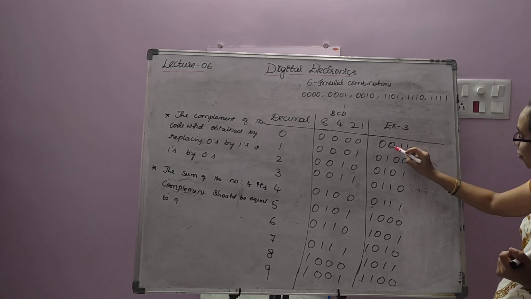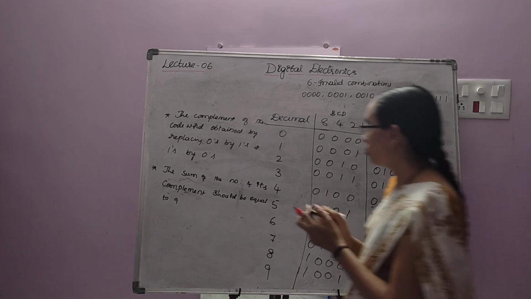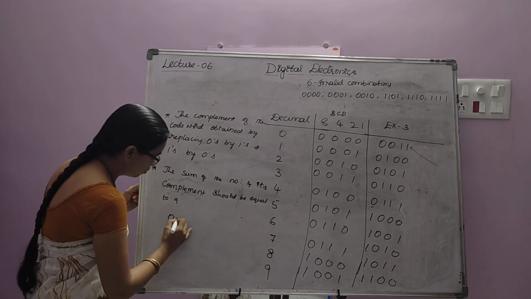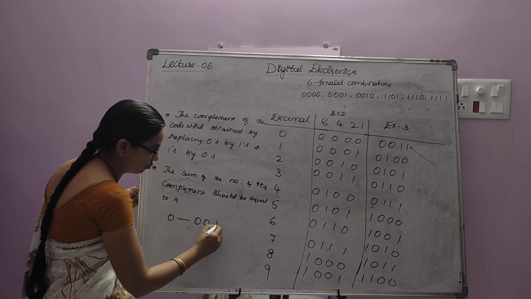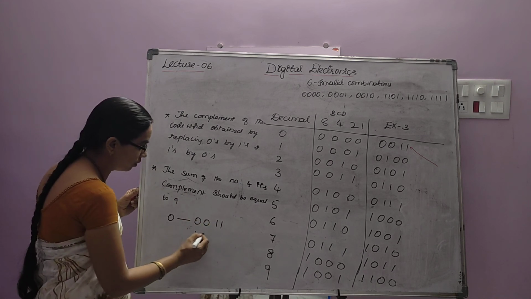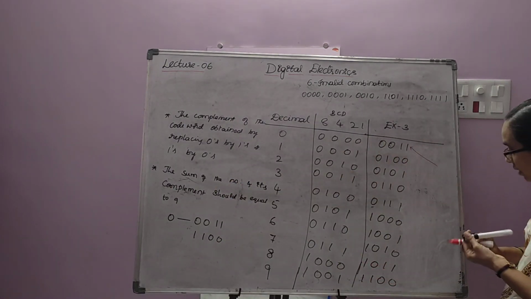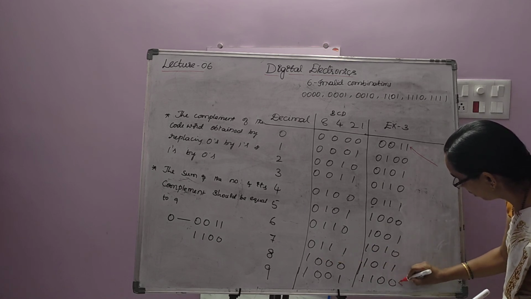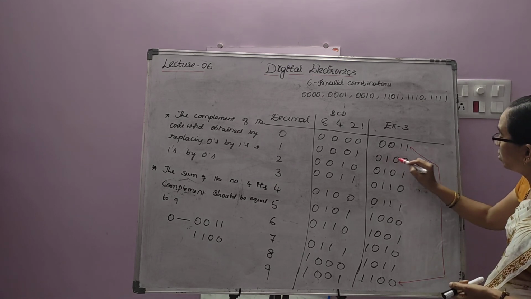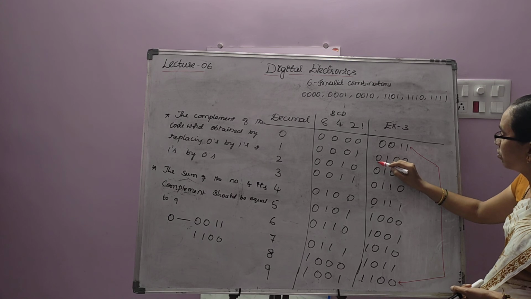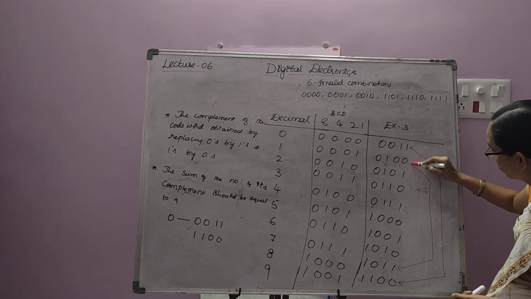The 0 of XS3 is represented as 0011. The complement of this: BCD decimal 0 can be represented in XS3 as 0011. The complement of this will be 1100, which is there already in this code table, and it is the decimal equivalent of 9. And for 0100, the complement of this will be 1011. That is also available here. So it is self-complementing.